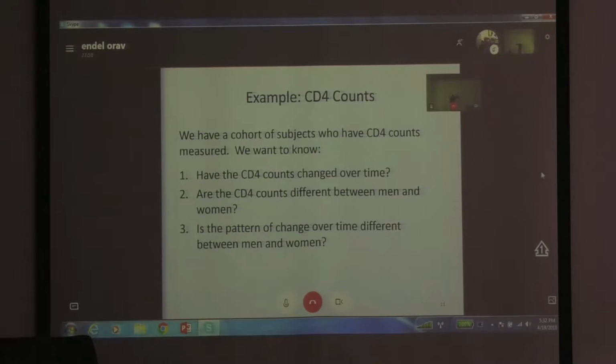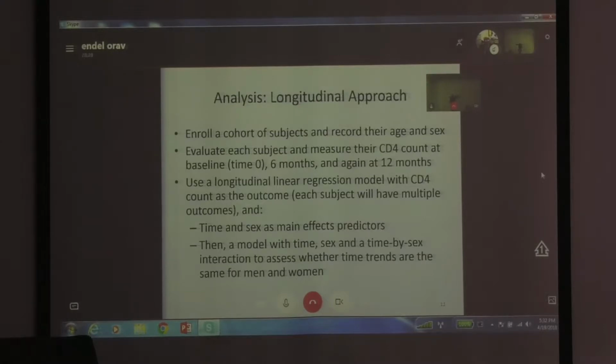3 is just complicated. If you've had a regression course and you've had to deal with effect modification, you'll know why I say it's complicated. It just is, whether it's in the context of longitudinal or any other model. So we'll keep it mostly simple, but just to prove that it can be done, I'll show you an example of each. So we're going to enroll a cohort of subjects, record their age and sex, evaluate each subject and measure their CD4 count at baseline. I'll call that time 0, 6 months, time 1, and again at 12 months, time 2.